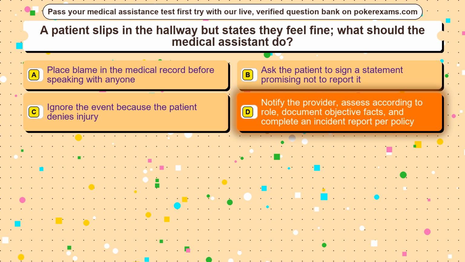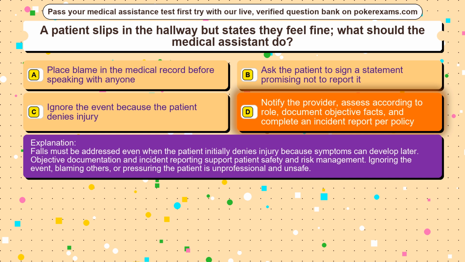The correct answer is option D, notify the provider, assess according to role, document objective facts, and complete an incident report per policy. Falls must be addressed even when the patient initially denies injury because symptoms can develop later. Objective documentation and incident reporting support patient safety and risk management. Ignoring the event, blaming others, or pressuring the patient is unprofessional and unsafe.